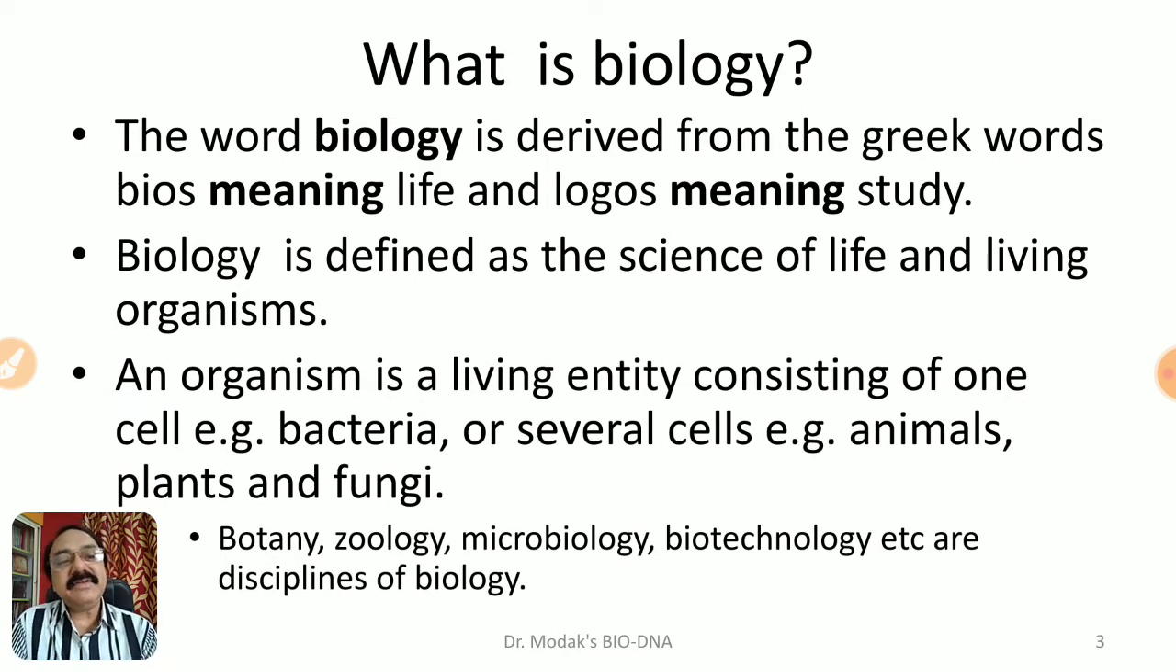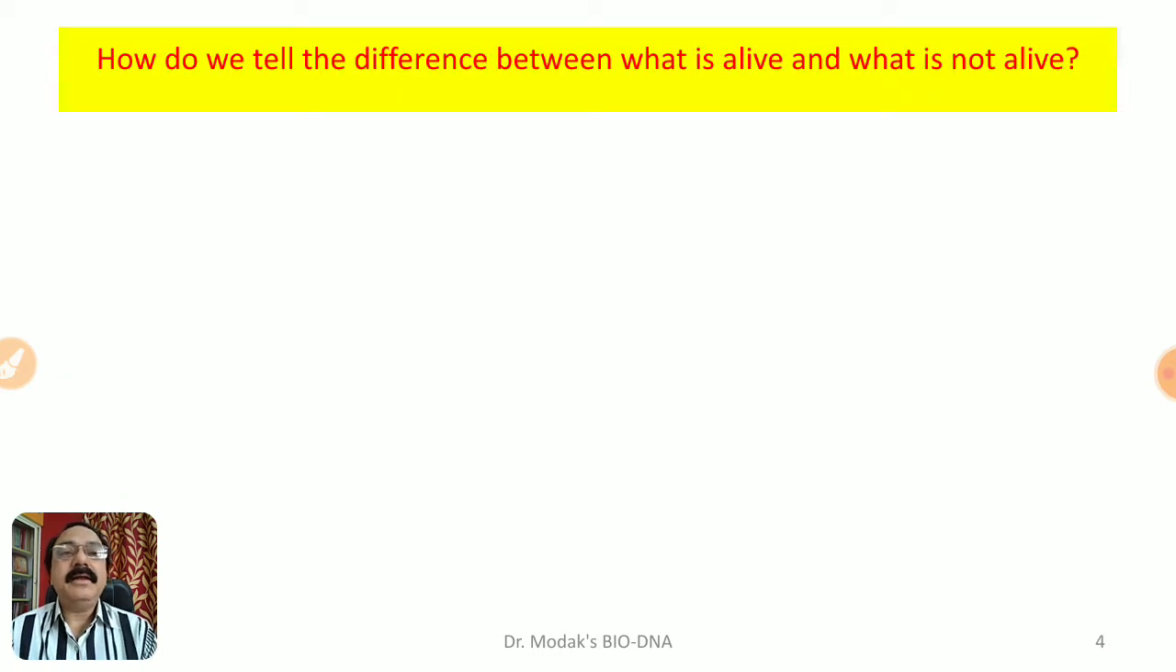An organism is a living entity consisting of a one-celled organism like bacteria or several-celled organisms like animals, plants and fungi around us. And biology is further divided into various disciplines like botany, where we study plants, zoology, the study of animals, microbiology, and biotechnology. There are various disciplines of biology. One by one we'll come to know them.